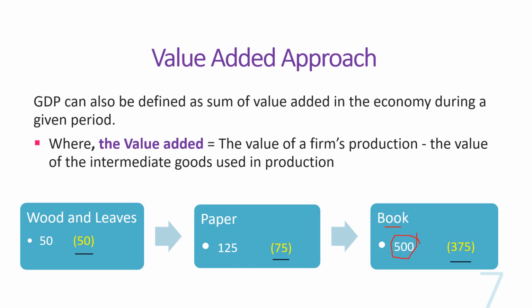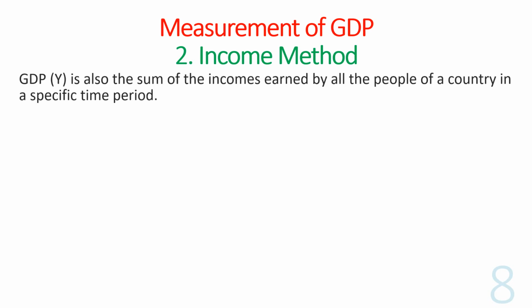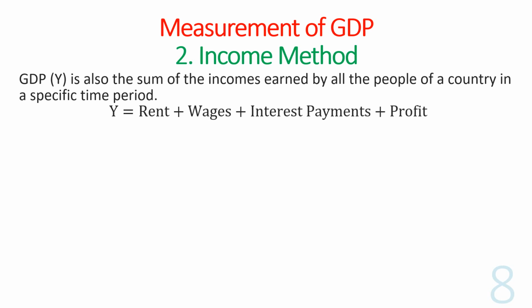The second method of measuring GDP is income method. Students, GDP is also defined as the sum of incomes earned by all the people living in a country in a specific time period. People earn income by providing factors of production like land, labor, capital, and entrepreneur. Therefore, the GDP is equal to the sum of rental payments, wages, interest payments, and profits earned.